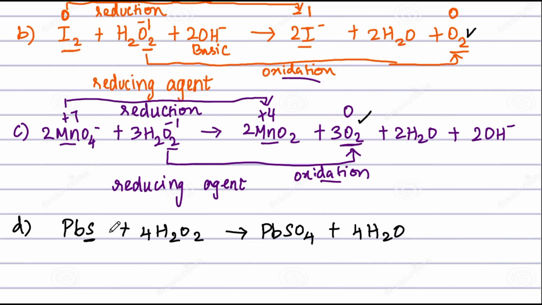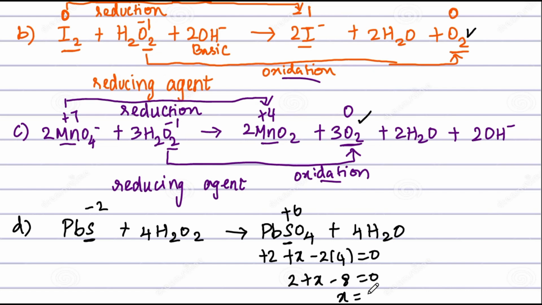In lead sulfide, the oxidation state of sulfur is -2. And in lead sulfate, the oxidation state of sulfur is +6. So we can also find that the oxidation state of sulfur: +2 plus X, then -2 into 4 equal to 0. So 2 plus X minus 8 equal to 0. So the value of X is +6. Always remember, in sulfate ions, SO4 2 minus, the oxidation state of sulfur is always +6.